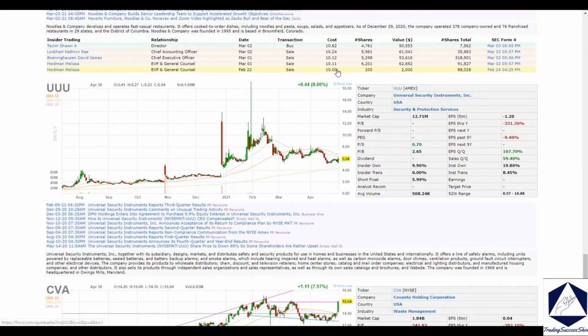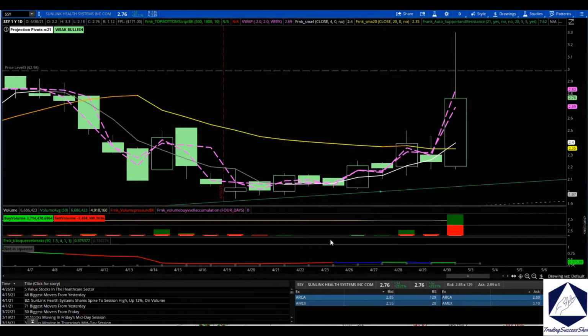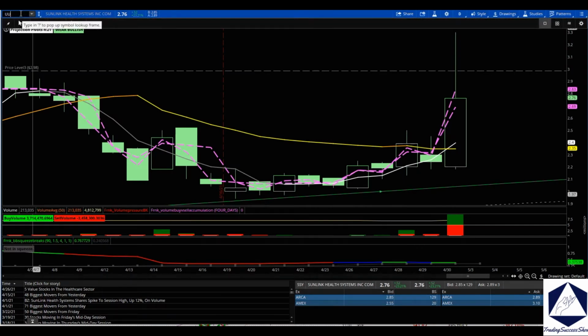Okay, right. So this UUU is a universal security instrument. Overall, they reported their third quarter earnings report, so keep an eye on this one. We just need to reclaim the 50 and the 20, and we should be good. Look at how we got close to the 20 moving average, and then we just rejected it. So let's look at that real quick.